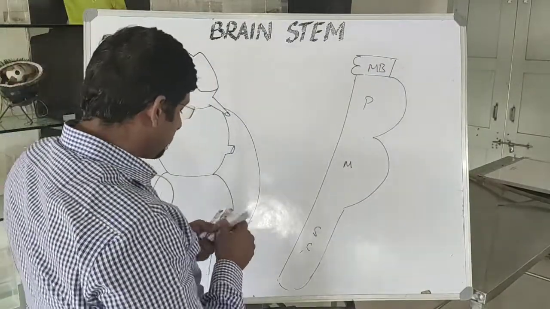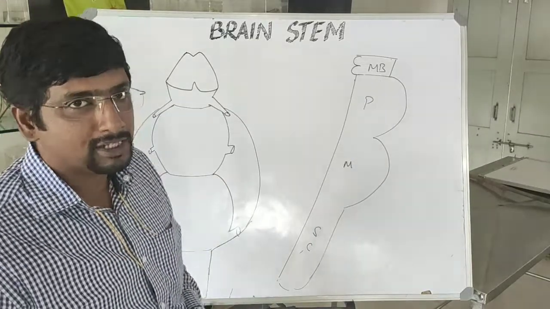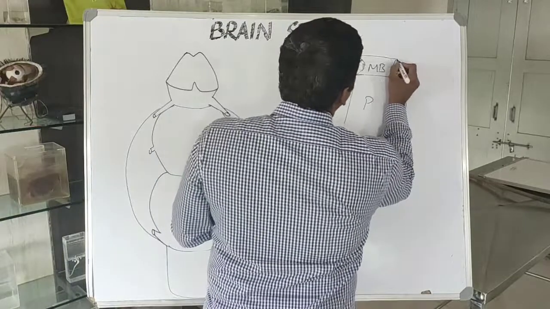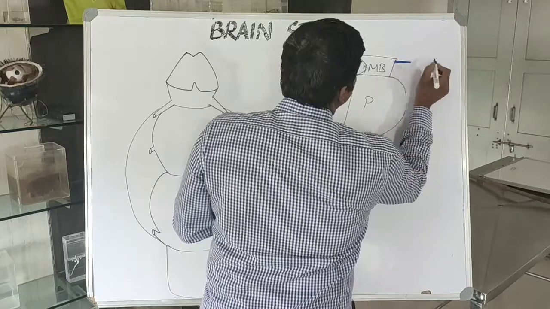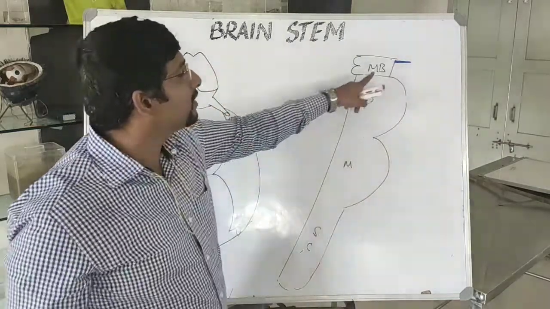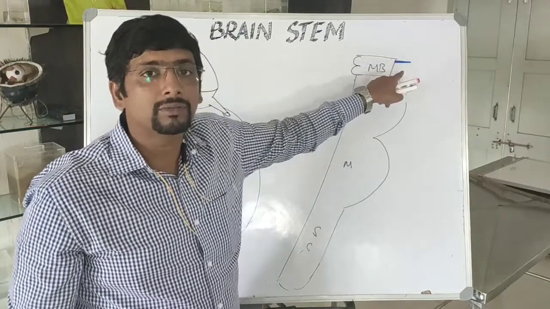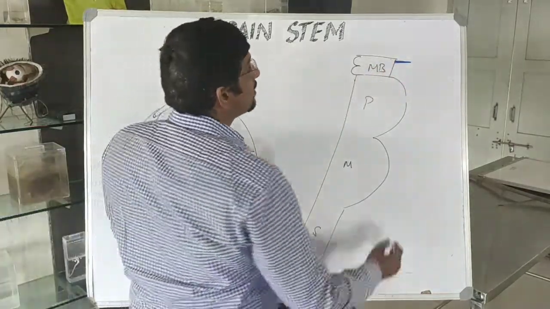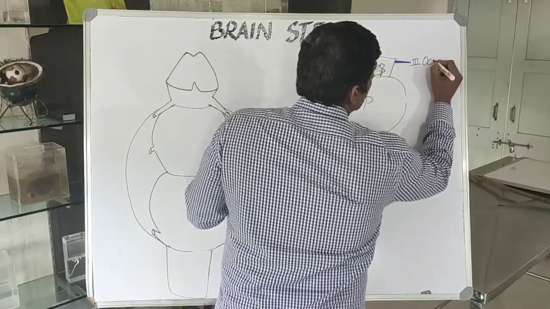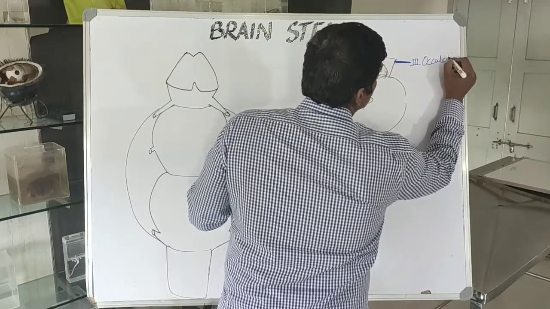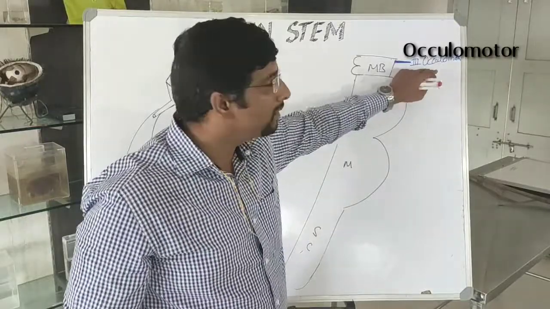So first is the third cranial nerve, because the first and second are not related with the brainstem. The third cranial nerve is going to arise here, in front at the level of the superior colliculi from the midbrain. This is the third one. What is the name of the third cranial nerve? Oculomotor. Okay, the oculomotor nerve will be there, right?